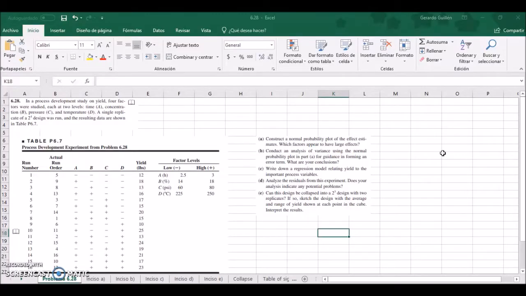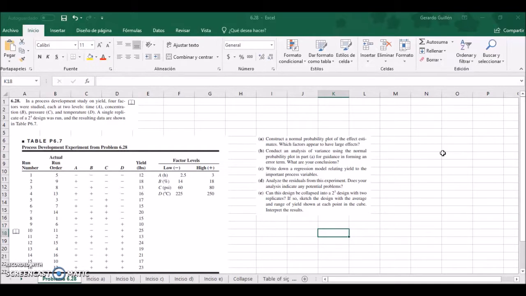In a development study of yield, 4 factors were studied, each at 2 levels: time, concentration, pressure, and temperature. A single replicate of a 2 to the 4 design was run, and the resulting data are shown in table P6.7. Construct a normal probability plot of the effect estimates. Which factors appear to have large effects? Conduct an analysis of variance using the normal probability plot in part A for guidance in forming an error term. What are your conclusions? Write down a regression model relating yield to the important process variables.